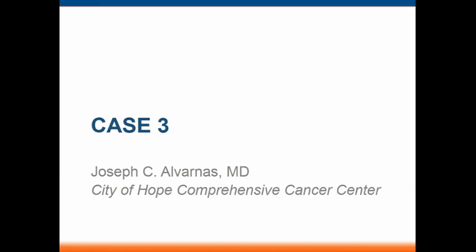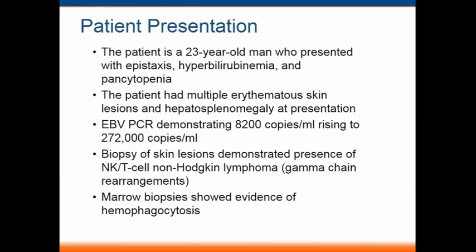I appreciate that. This patient is a 23-year-old man who presented with epistaxis, hyperbilirubinemia, pancytopenia, and frankly, the patient looked desperately ill. He looked quite diaphoretic and quite sick upon presentation. At that time, he had multiple erythematous skin lesions and hepatosplenomegaly, which provoked an evaluation for Epstein-Barr virus. The PCR initially demonstrated 8,200 copies per milliliter, rising to 272,000 copies. A biopsy of the skin lesions demonstrated an NK T-cell non-Hodgkin lymphoma with gamma chain gene rearrangements, and the bone marrow biopsy showed evidence of hemophagocytosis.